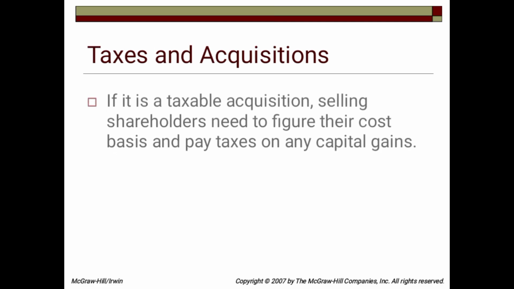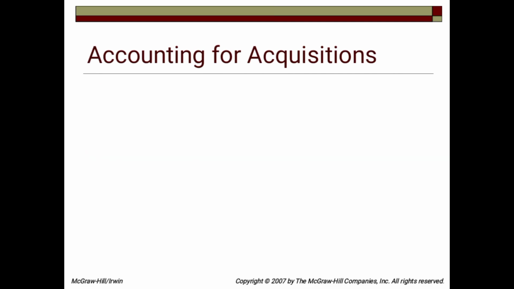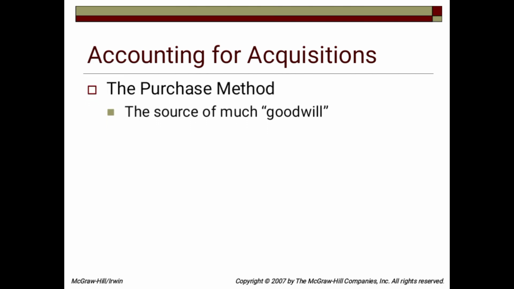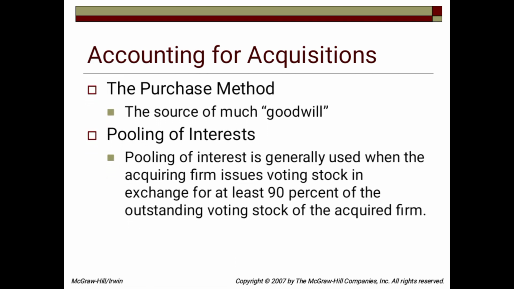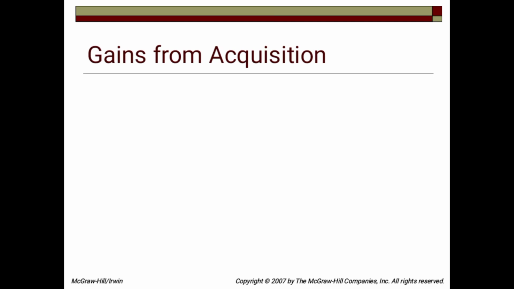Taxes and acquisitions. If it is a taxable acquisition, selling shareholders need to figure their cost basis and pay taxes on their capital gains. Accounting for acquisition: the purchase method, the source of much goodwill, and pooling of interest. Pooling of interest is generally used when the acquiring firm issues voting stock in exchange for at least 90% of the outstanding voting stock of the acquired firm. Purchase accounting is generally used under other financing arrangements.